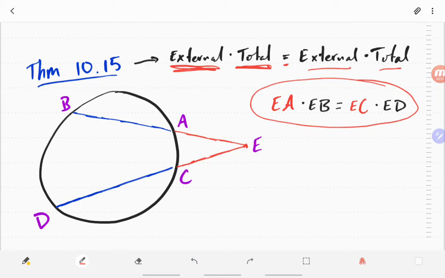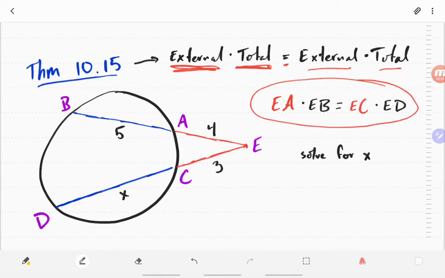Well, what does that look like in practice? Let's throw some values in here. Okay, let's say that AE is equal to 4 and BA is equal to 5. Then I know that CE here is equal to 3 and DC is X. And I want to solve for X. Well, let's use our product equality, the equality of these two products right here, and use theorem 10.15 to solve for this.